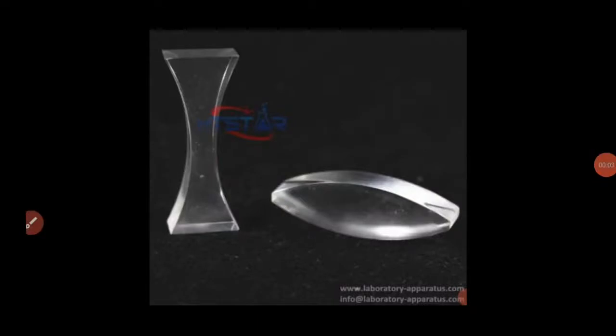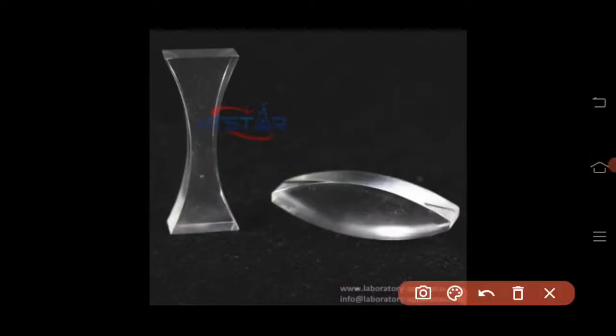The second type is concave lens. So this is the example for concave lens. A concave lens is a lens bounded by two spherical surfaces. This is face 1 and this is face 2. So two spherical surfaces such that it is thin at the center, thinner at the center and thick at the edge.